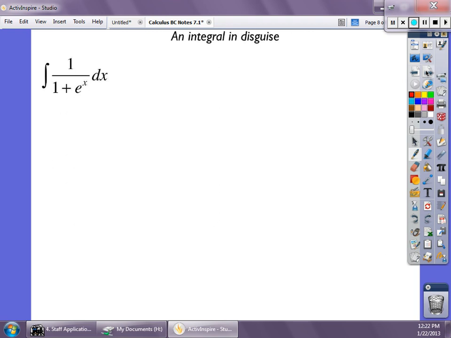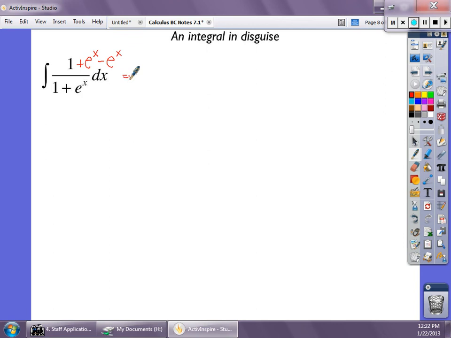An integral in disguise, we have the integral of 1 over 1 plus e to the x. Initially I might think, oh, maybe it's a u substitution with u being 1 plus e to the x, but if you take your du there, you're going to get an e to the x dx, and we do not have an e to the x in the numerator. So what we can do here is add and subtract an e to the x in our numerator.